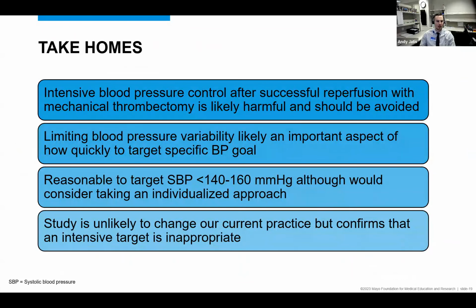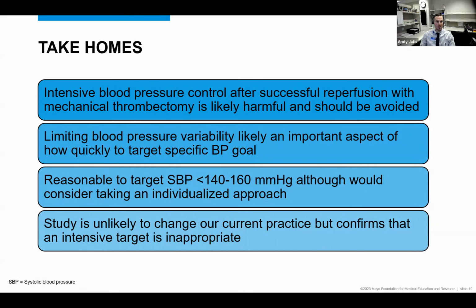So wrapping up my take homes for this, the intensive blood pressure control after successful reperfusion is likely harmful. I think it's important for us to limit blood pressure variability just as much as thinking about which goal we want to target. This is likely just as important an aspect and warrants additional research. We saw in that first 15 minutes to an hour that drastic decrease in blood pressure in that intensive group.